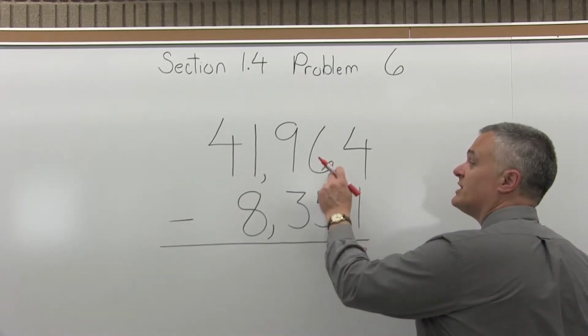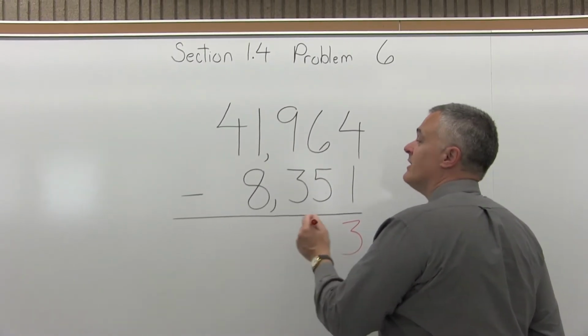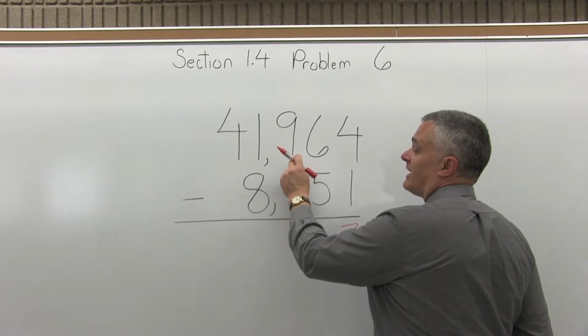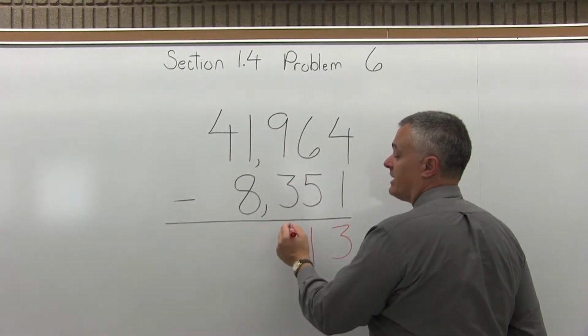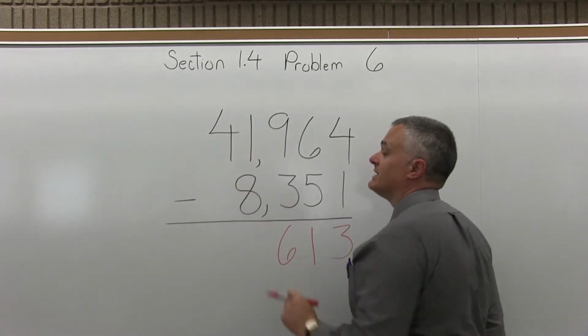The next column of digits, I have 6 minus 5. 6 minus 5 is 1. The next column of digits to the left, I have 9 minus 3. 9 minus 3 is 6. The next column of digits, I have 1 minus 8.